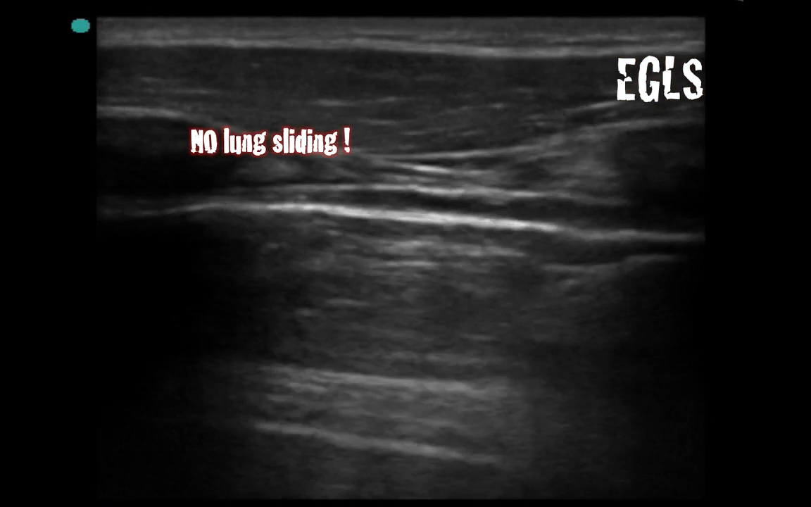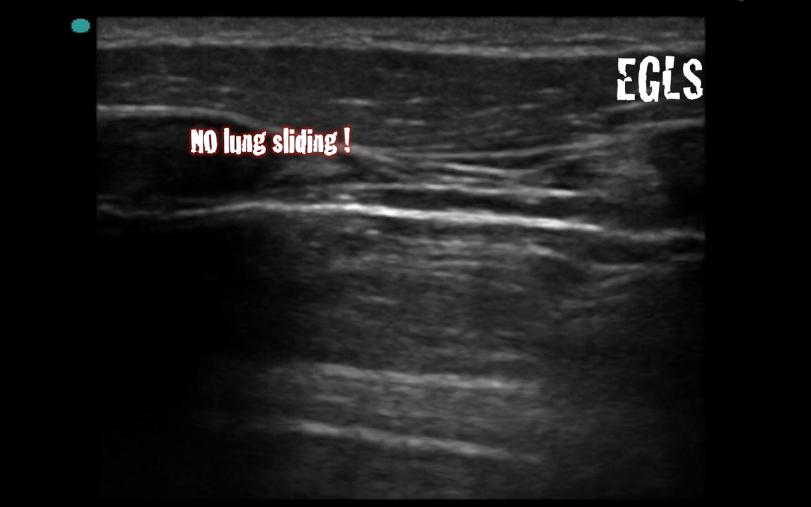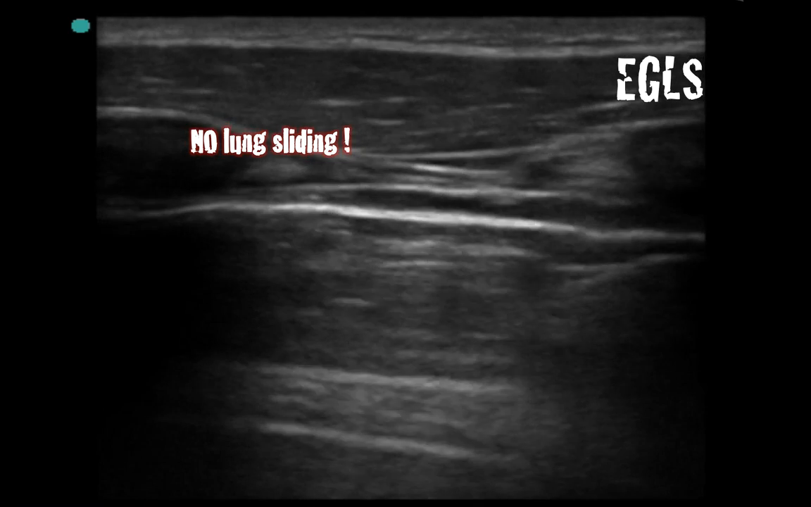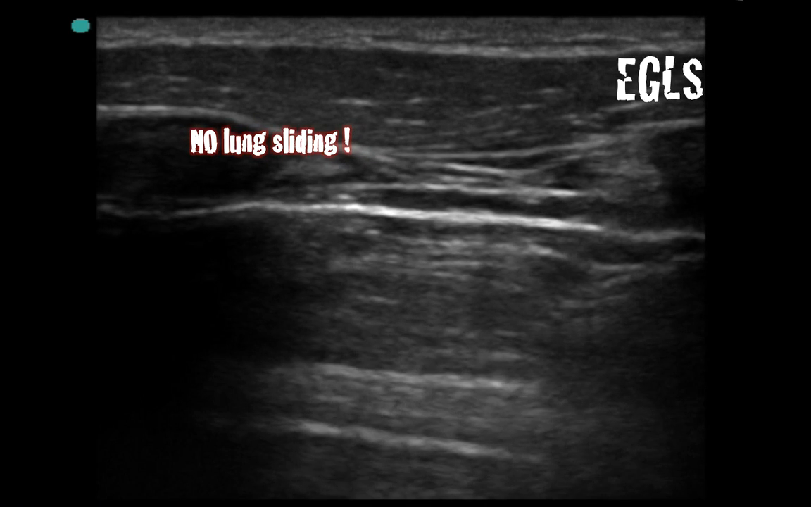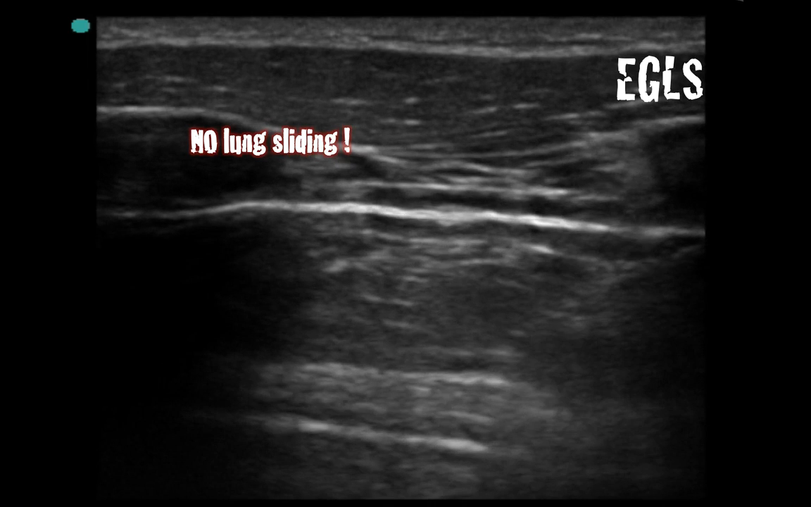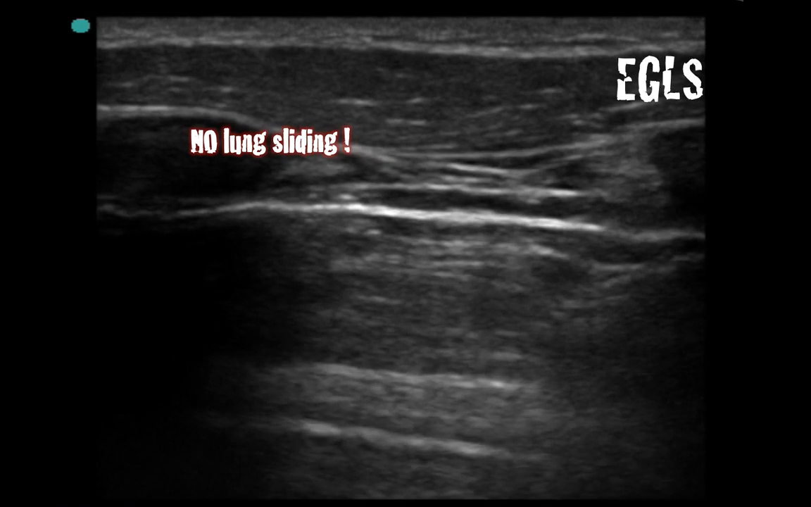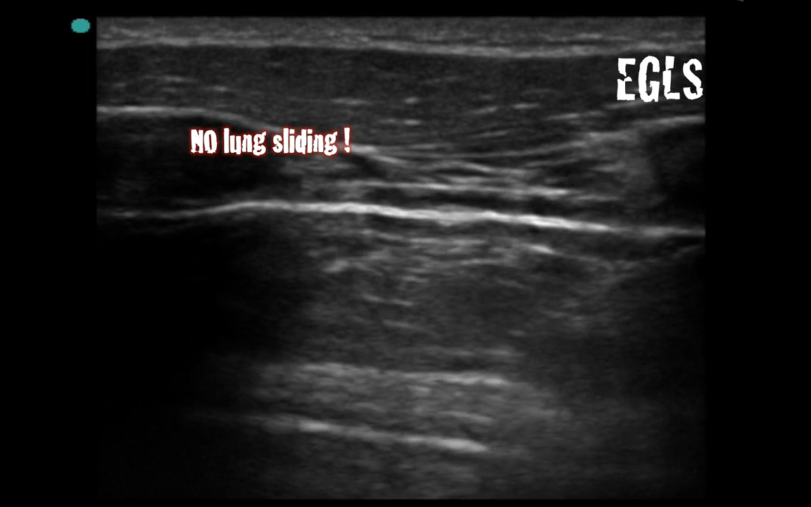So this is the same clip. So there's sort of a movement at the beginning. So maybe the patient or the operator moved. But if we're systematic and we find the pleura, we clearly see that there's no shimmering there. So there's no lung sliding here. And it's really this distinction that allows us to use lung ultrasound to detect a pneumothorax.